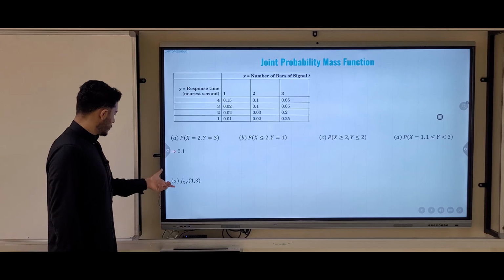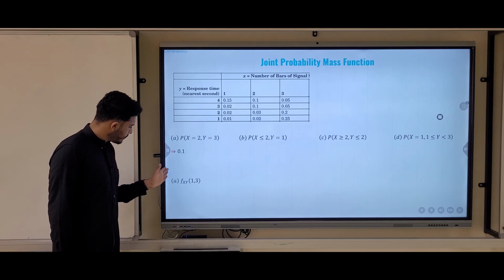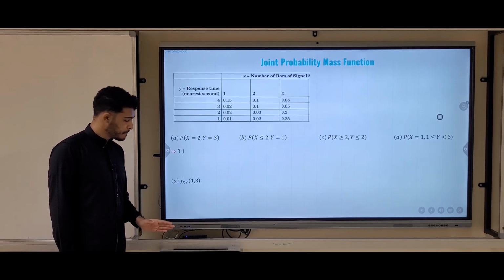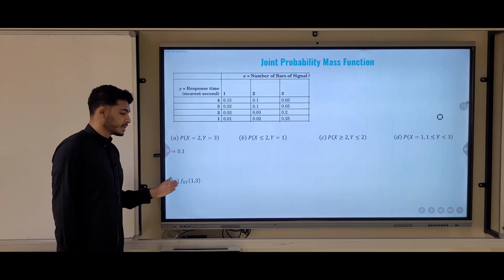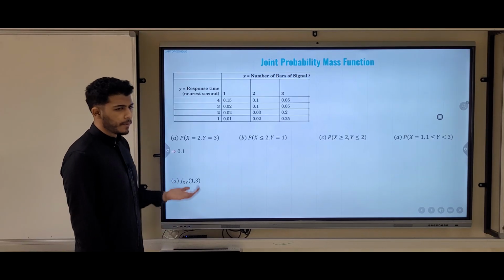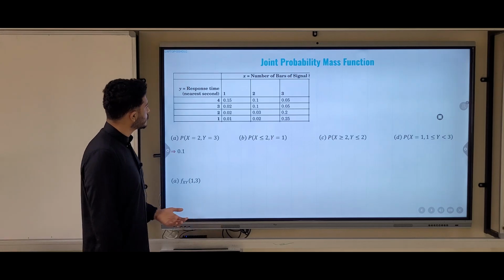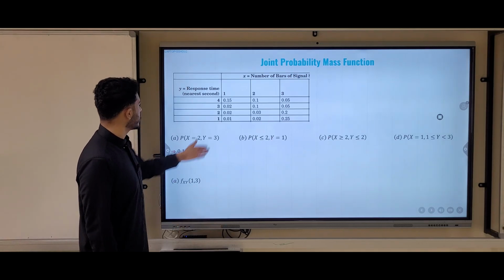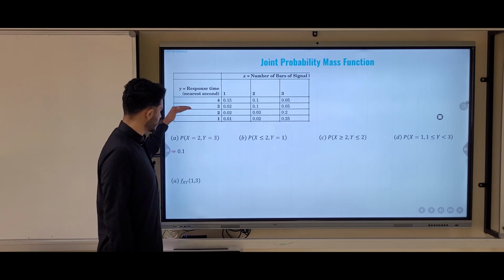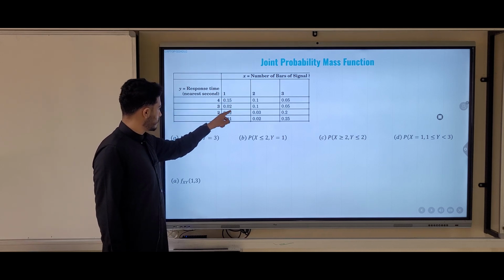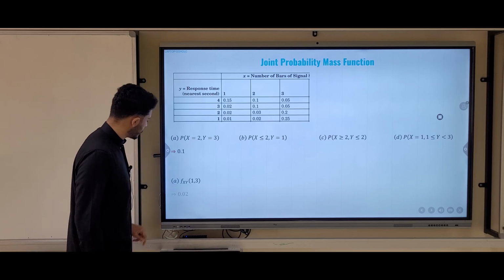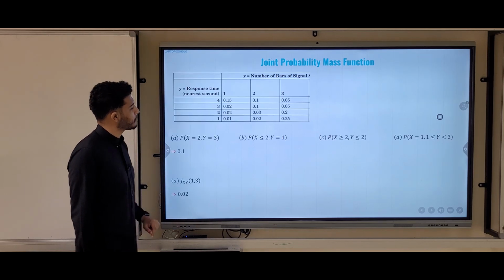Let's move on. Let's solve this question here. The question says f_XY of (1, 3). So this basically is like saying finding the probability of capital X equals 1 and capital Y equals 3. So let's go to the table. Here is X equals 1 and here is Y equals 3, where this line intersects is here, and this is going to be the probability that we are interested in.